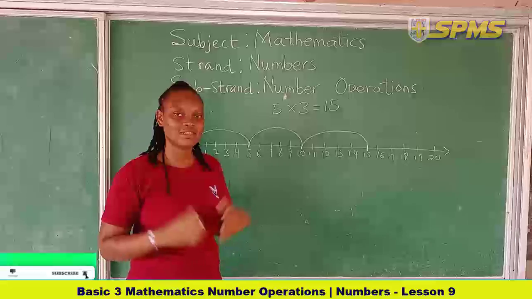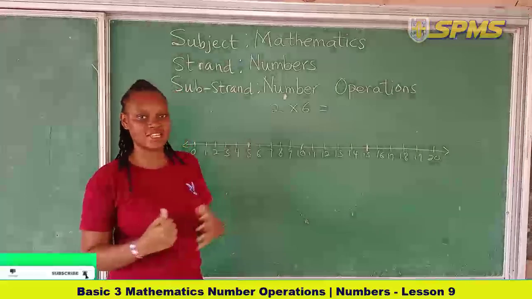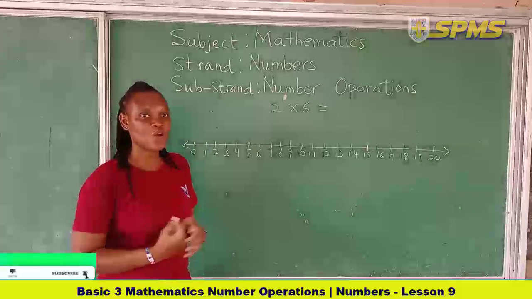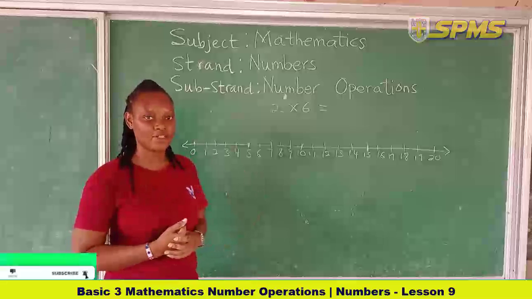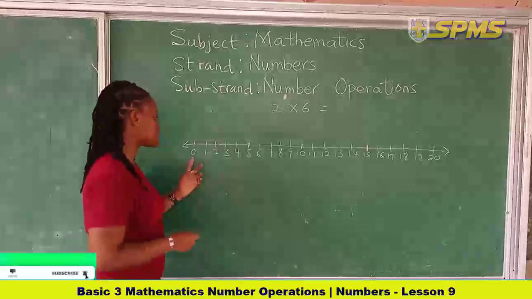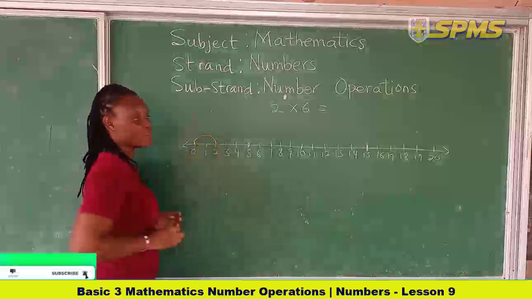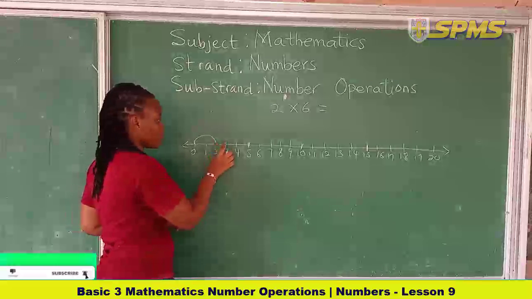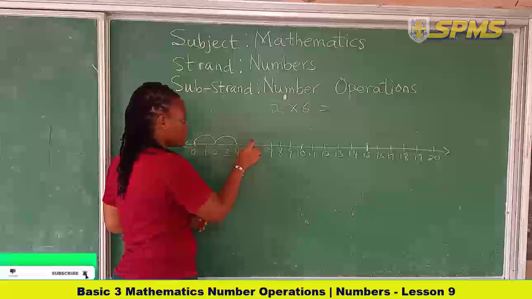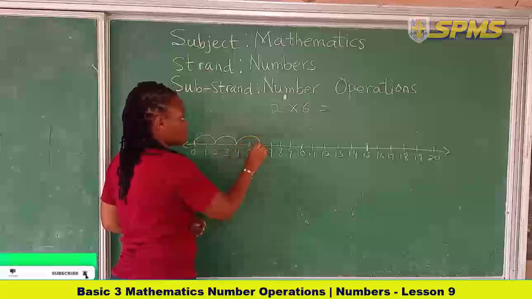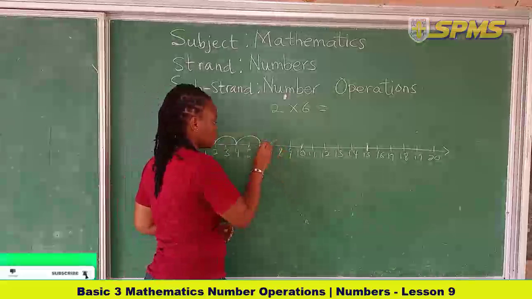Let us look at the last example. Good. So we have 2 times 6, which means that we are going to move in 2s but have 6 umbrellas. Good. So we are starting from 0, 1, 2. We have the first one, and then 1, 2, another 1, 2. Our third umbrella, 1, 2.